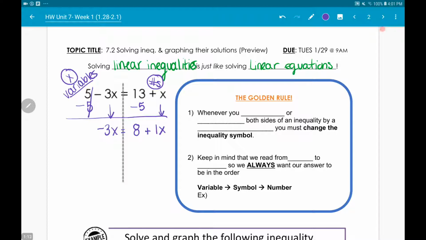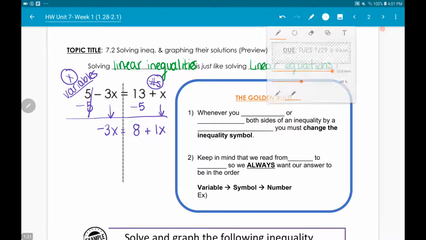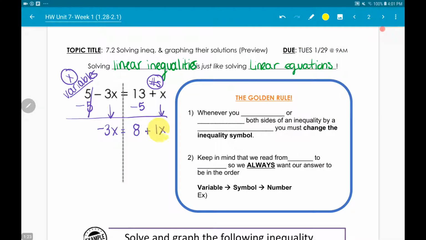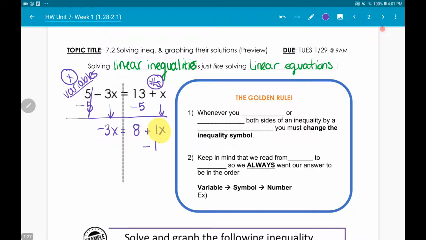All right, and again, I want variables on the left, so I see on my right side, I have a variable. So I want to get rid of that. So I'm going to do my inverse. It was a plus. Now it's a minus. Cancels. I bring down. -3 take away -1 is -4x.